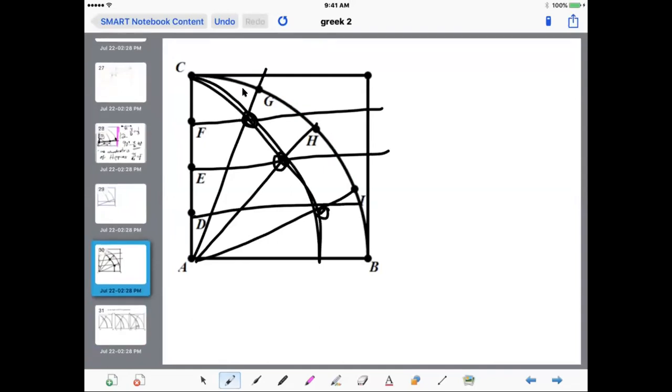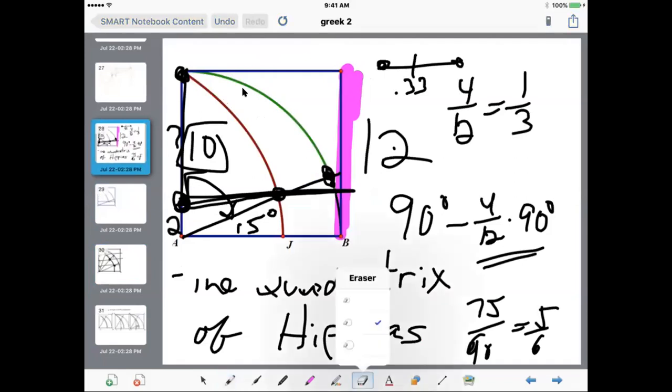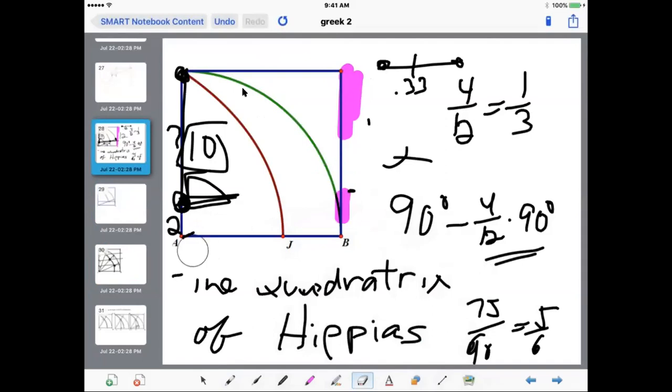Well, now I want to show you how you can use a quadratrix to trisect an angle. I'll keep coming back to my, is there a way to clear the whole screen at once? Well, I can make a big eraser. It's not that big.